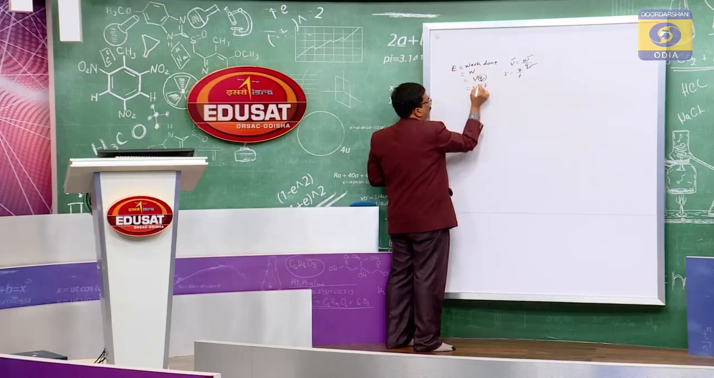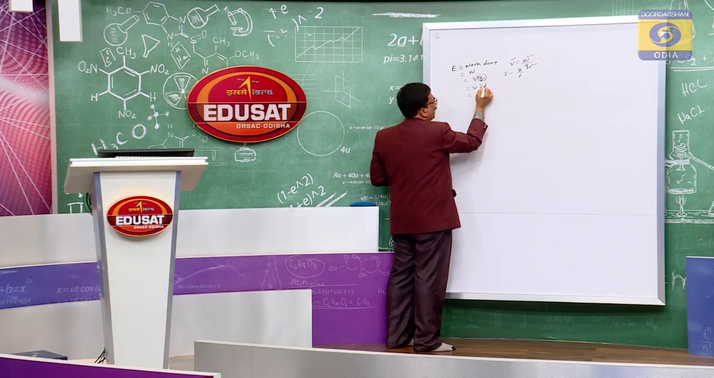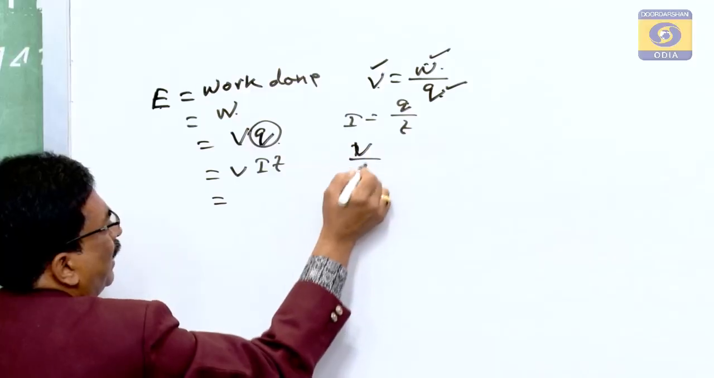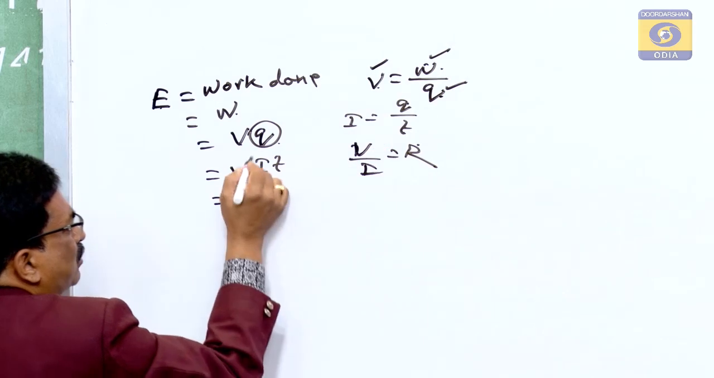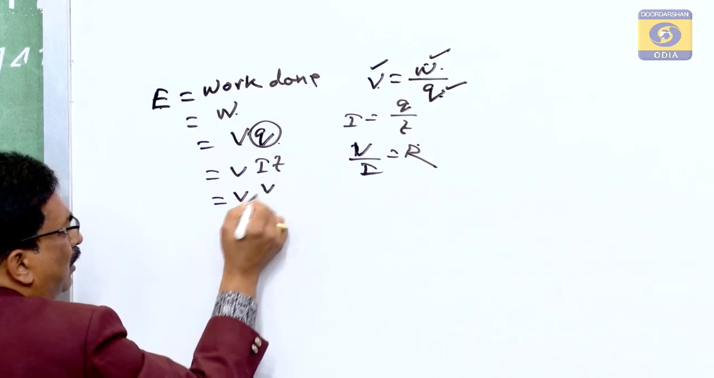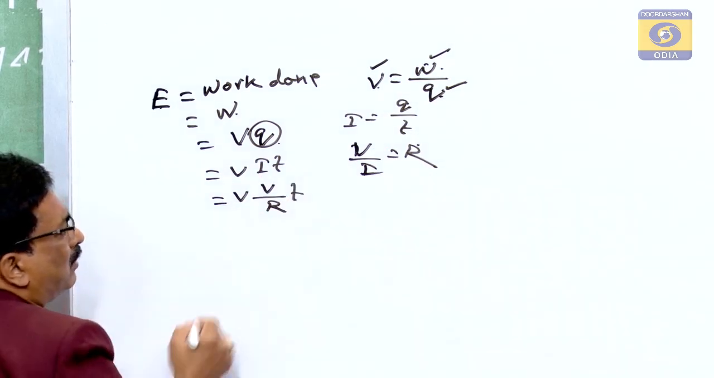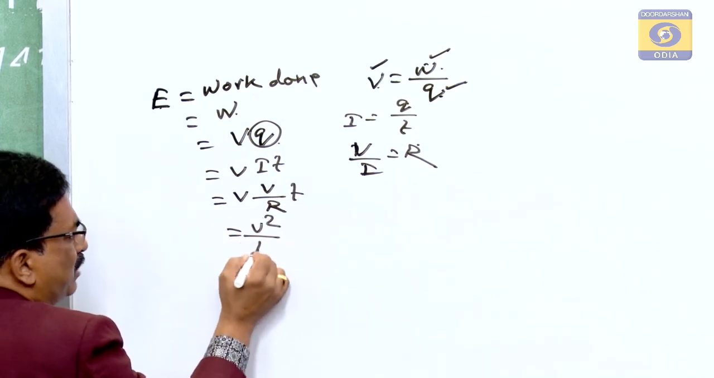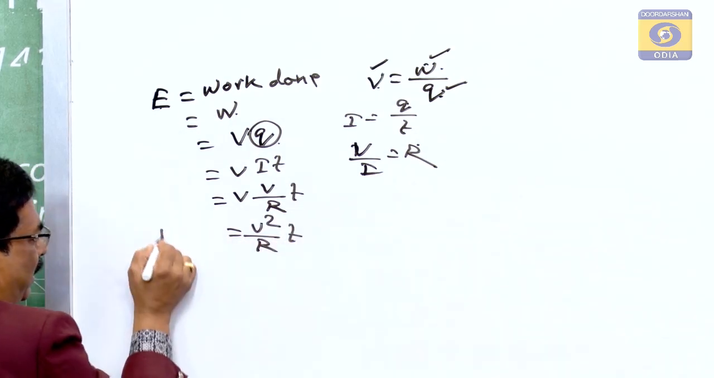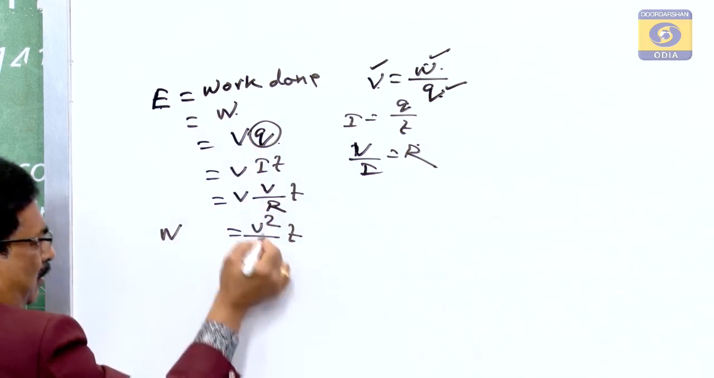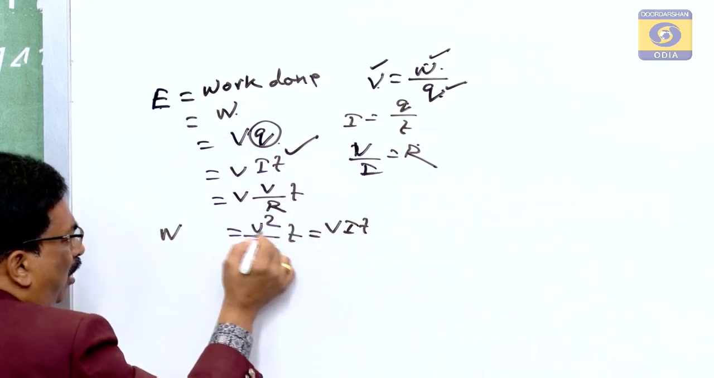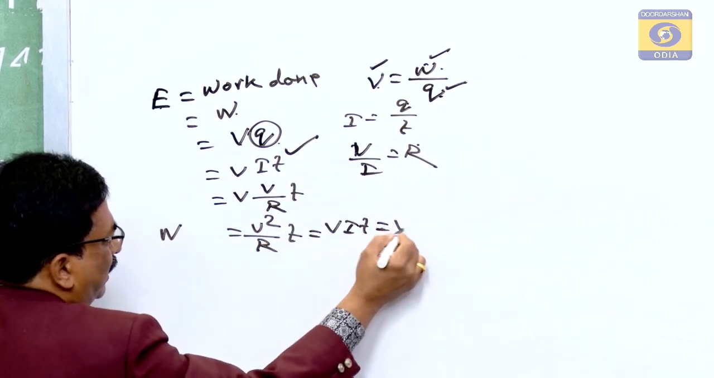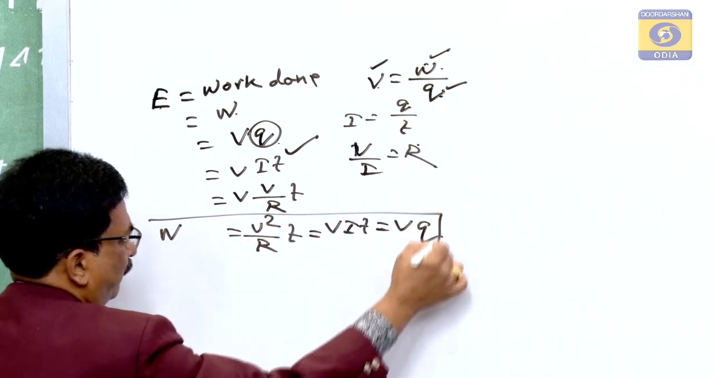So E or W is equal to VQ, or VIT. Also, you know V by I is equal to R, so I is equal to V by R. Instead of I, if we put V by R into T, that is equal to V square by R into T. So W is equal to VIT, or V square by R times T, or VQ.